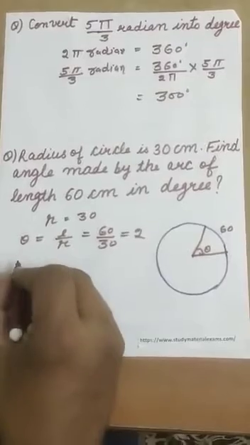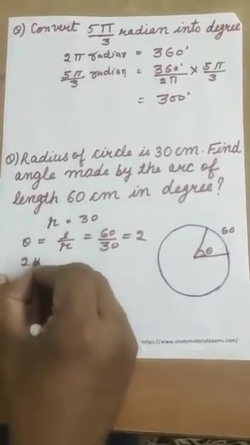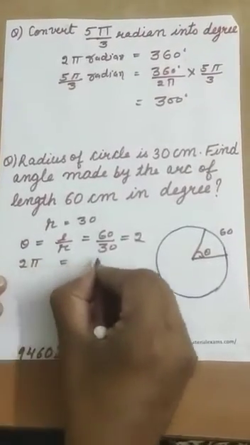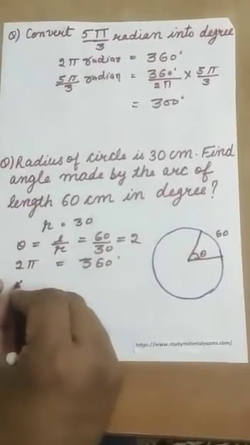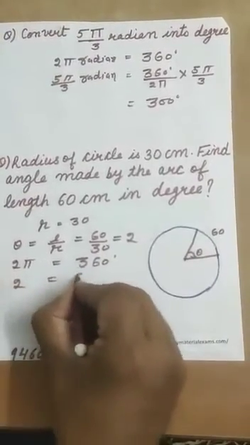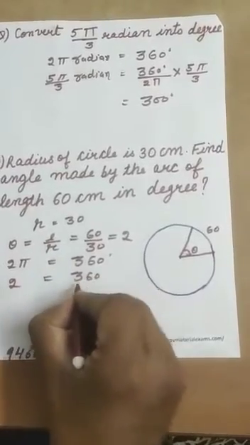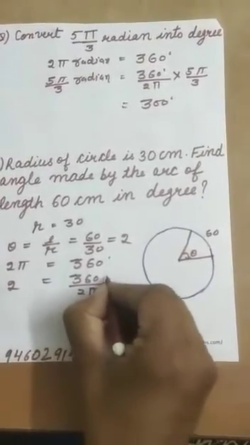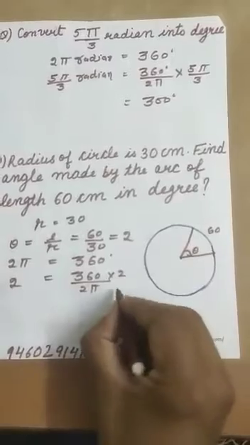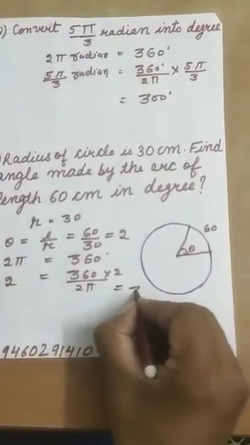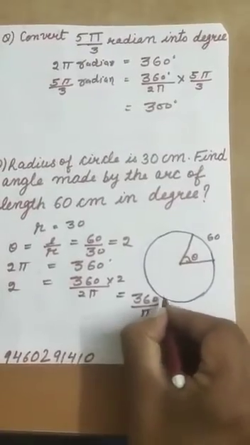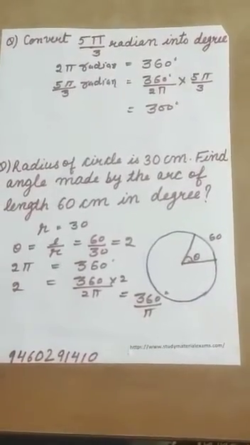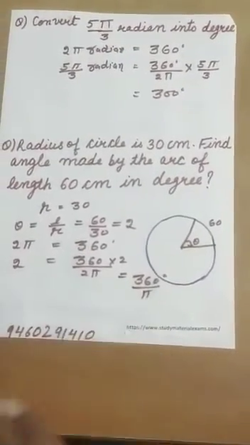Again we can easily convert: 2 pi radian equals 360 degree. So 2 radian equals 360 divided by 2 pi into 2, which equals 360 by pi degree. So in this way we can easily solve.